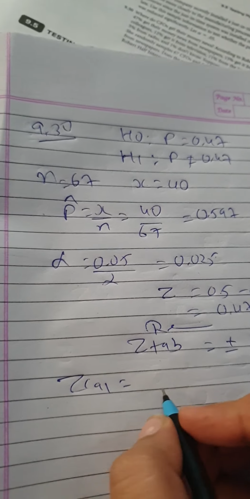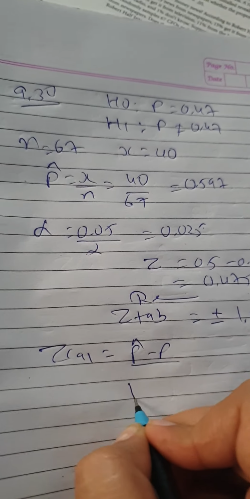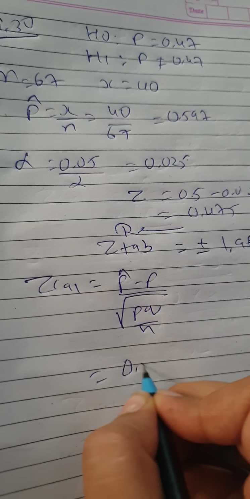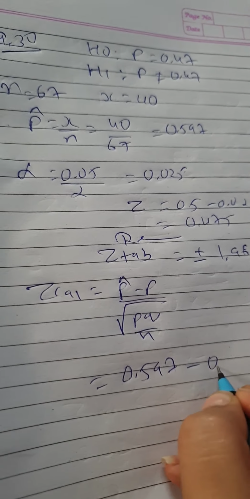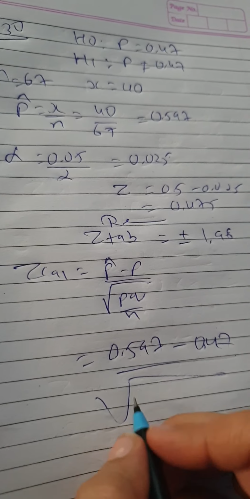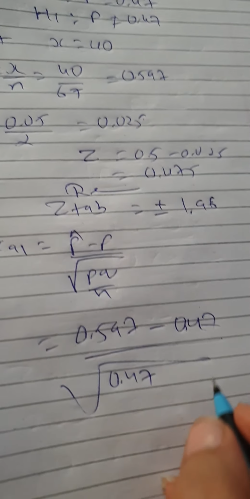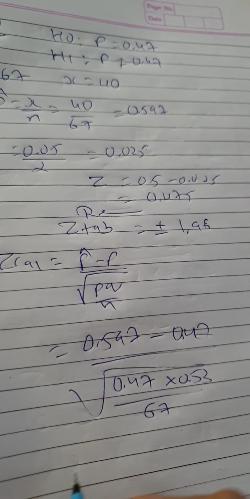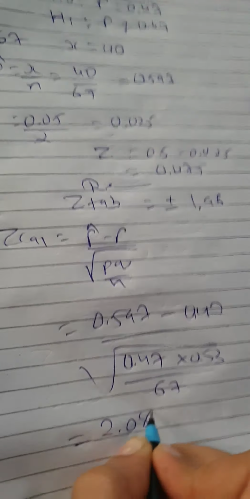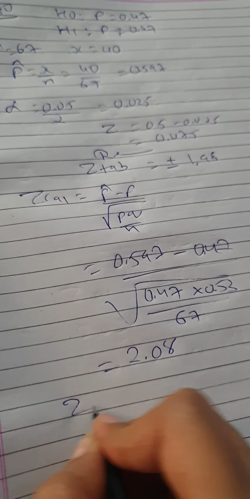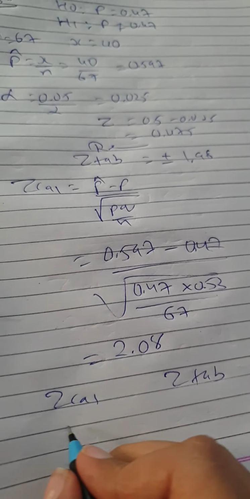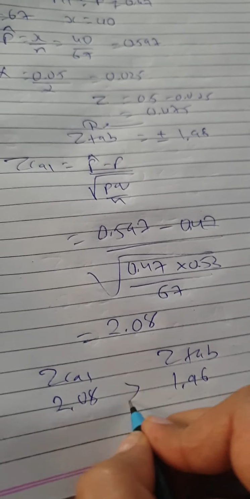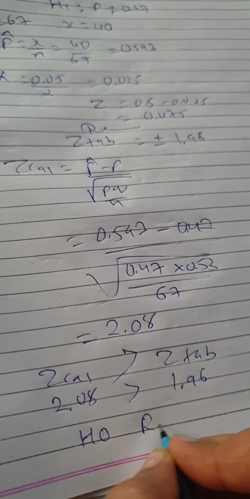Now z calculated value equals p cap minus p upon root of p into q upon n. Your p cap is 0.597 minus 0.47 upon 0.47 into 0.53 upon 67. So your answer is 2.08. So z calculated and z tabular: calculated value is 2.08, table value is 1.96, so calculated value is more, so H0 is rejected.